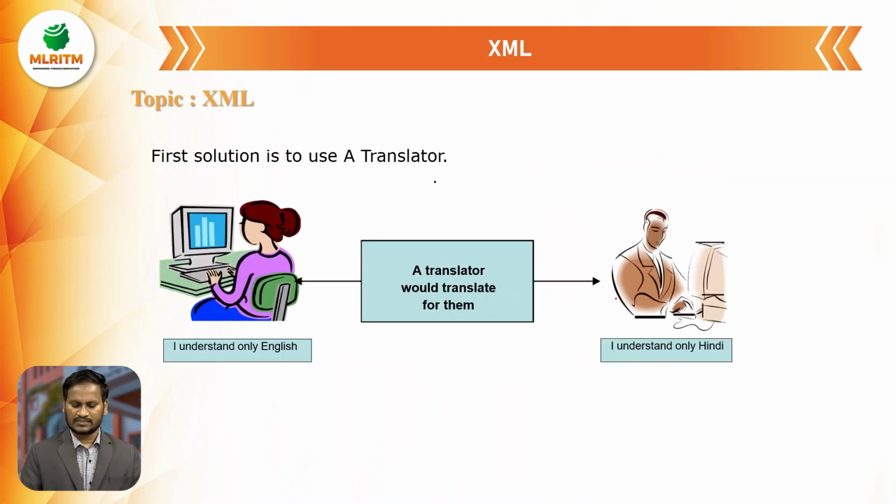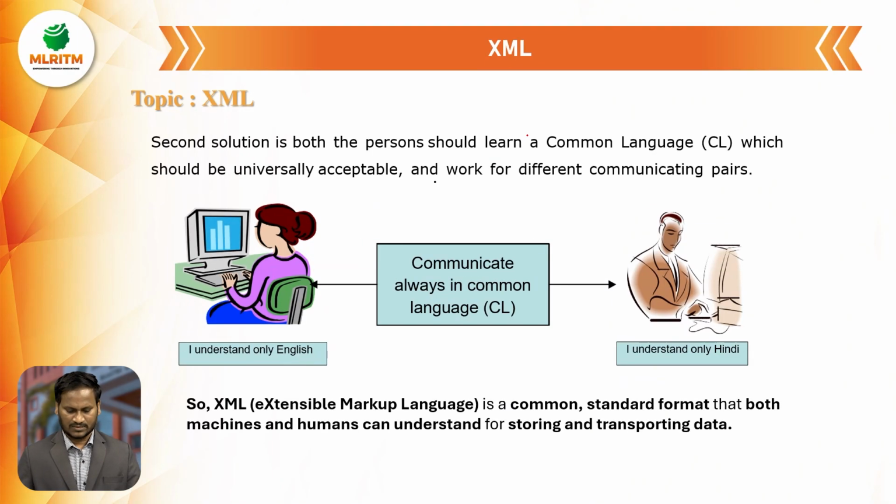First solution, a translator. We have to use a translator between person A and person B to translate A's language to B's language and B's language to A. This is one of the solutions. What is the other solution? Second solution, both persons should learn one common language. This one knows English, this one knows Hindi. They must know one common language. Then there will be good communication between them. So this is what XML is.